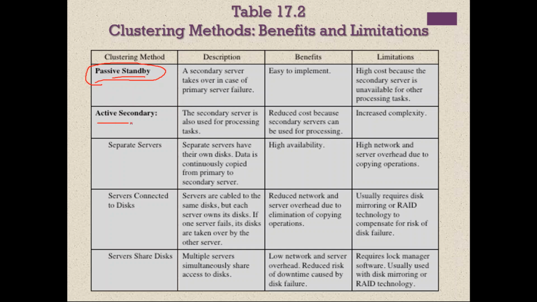So the second method is active secondary. In the first case we discussed passive standby. The second method is active secondary. Here the secondary server is also used for processing tasks. Apart from taking over from the primary server when the primary server fails, the secondary server will also be used for processing tasks. The advantage is reduced cost, because the secondary server can be used for processing. So now we are utilizing the server effectively.